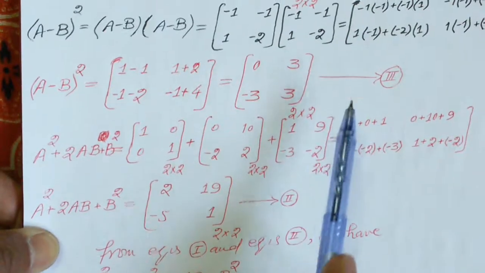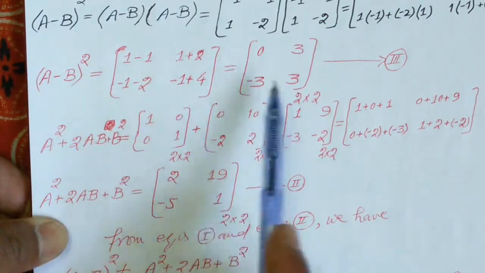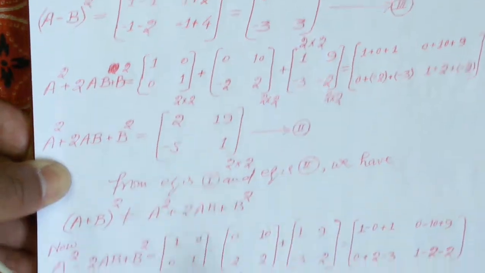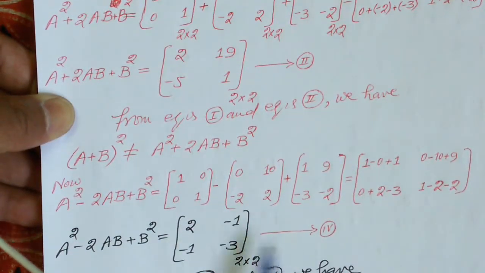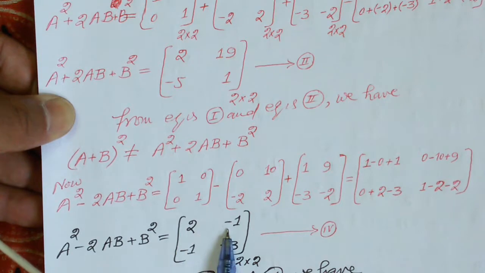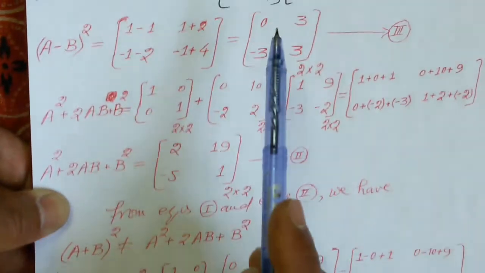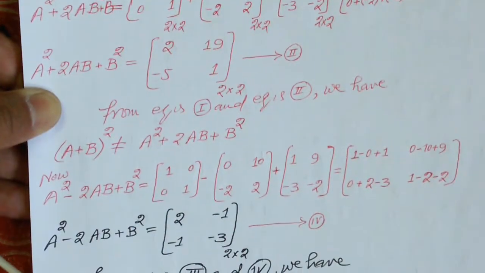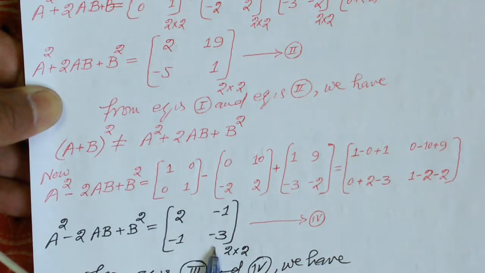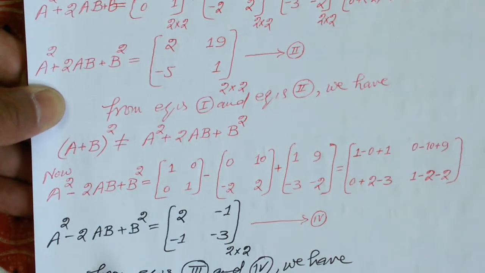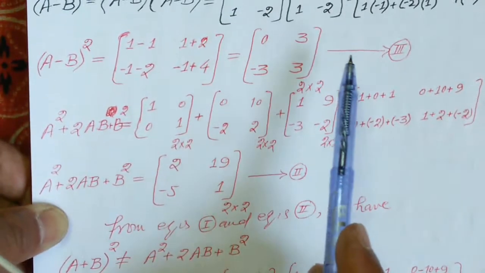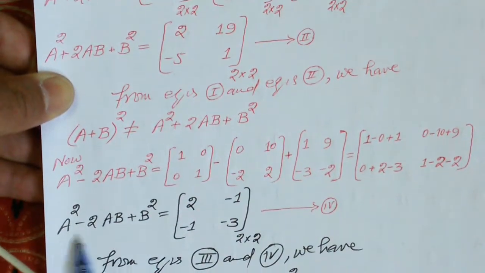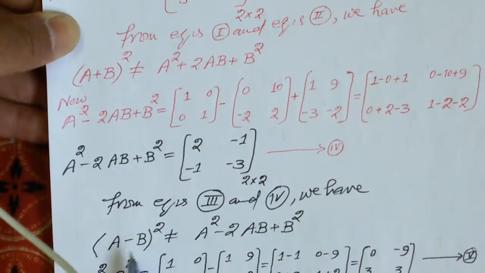Compare equation number 3rd. A minus B whole square is this matrix having elements in the first row 0, 3, and in equation 4 the first row is 2, minus 1, which are unequal, and the elements in the second row are minus 3, 3, and the elements in the second row are minus 1 and 3, which are unequal. Therefore, from equation number 3rd, A minus B whole square is not equal to A square minus 2AB plus B square.